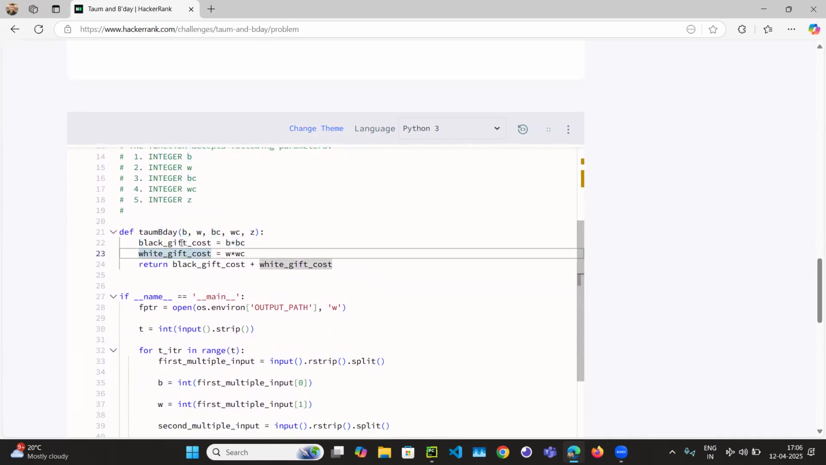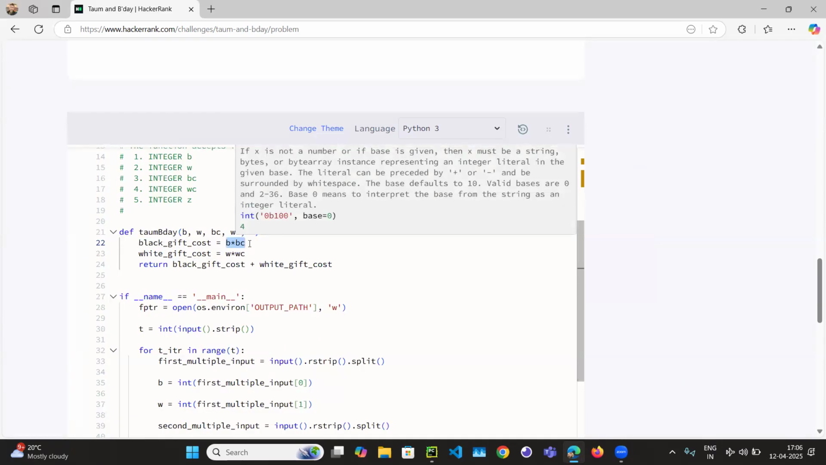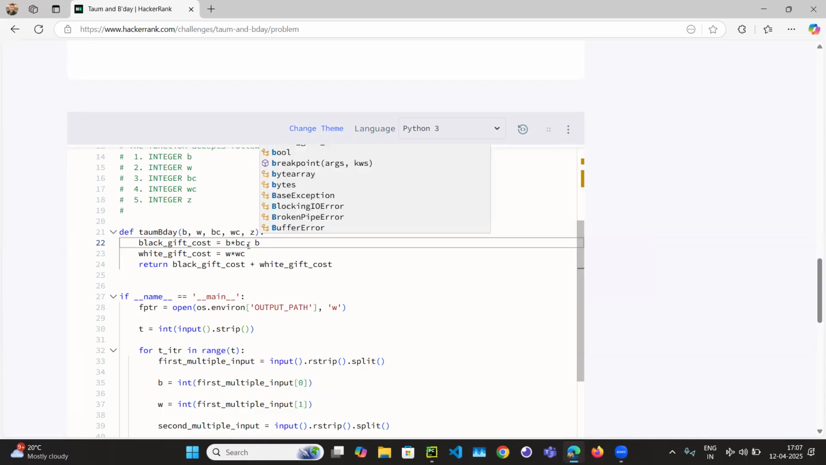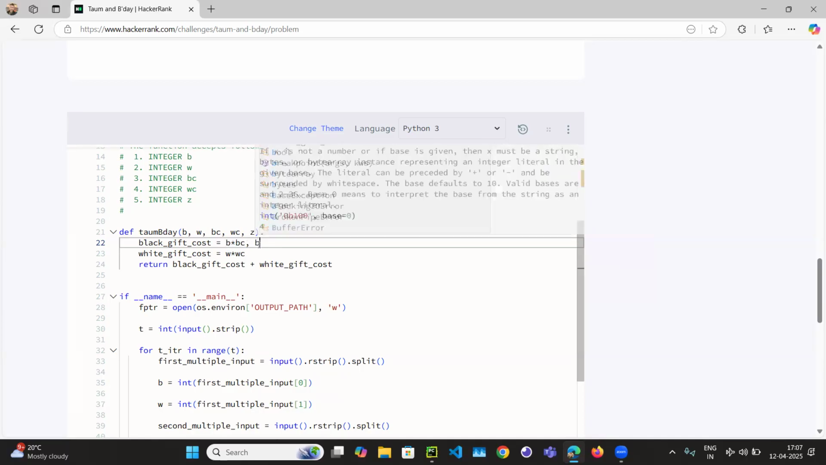Minimum cost means you have to figure out: shall I take B star BC, or shall I convert black boxes to white boxes, which will be the lower amount? So basically, you have two options, right? One is the B star BC. The other is you can convert black boxes to the white boxes.